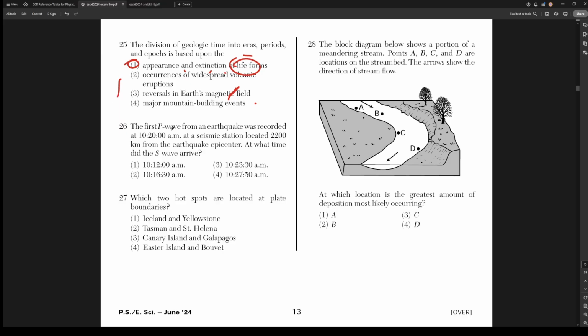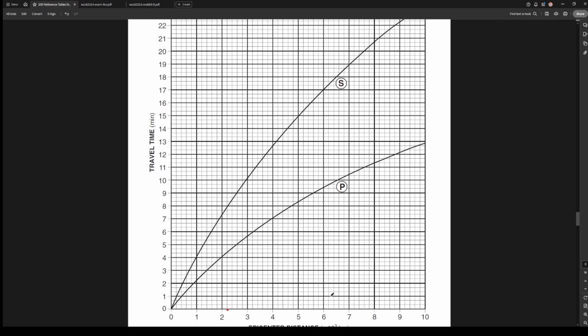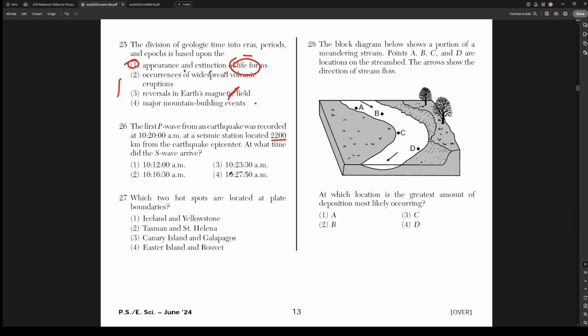All right, we got an earthquake question. The first P wave from an earthquake was recorded at 10:20 at a seismic station located 2,200 kilometers from the earthquake epicenter. At what time did the S wave arrive? Okay, so we need to find the difference. So that's going to be our main thing. So 2,200, we're going to go to that. Okay, 2,200 right there. And we're going to say, okay, the P wave took about 4 minutes and 20 seconds. And the S wave took about 8 minutes. So that means there's a 3 minute and 40-second gap. So there's 3 minutes and 40 seconds in between those two.